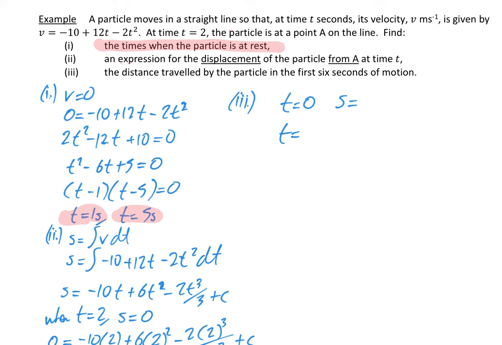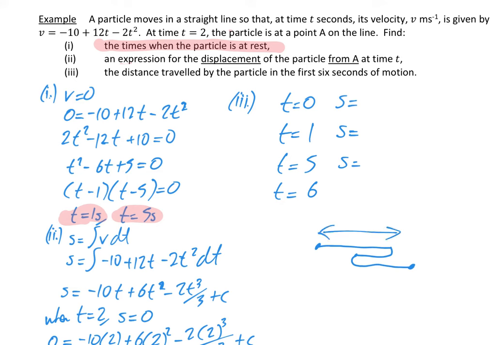the displacement when t is equal to 0, the initial displacement, the displacement when t is equal to 1, and we've got to find the displacement when t is equal to 5, and we've got to find the displacement when t is equal to 6. Because this particle has gone out, it's gone a certain distance, and then it's stopped at t is equal to 1, and more than likely it's gone back on itself, it's stopped again at t is equal to 5, and then more than likely it's gone on again to t is equal to 6. So we've got to find this distance, and this wee distance in here, and then this final distance.